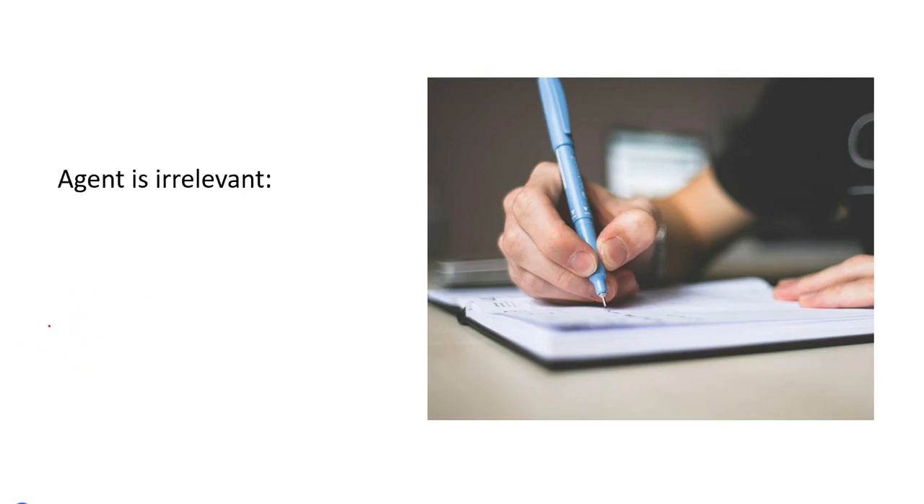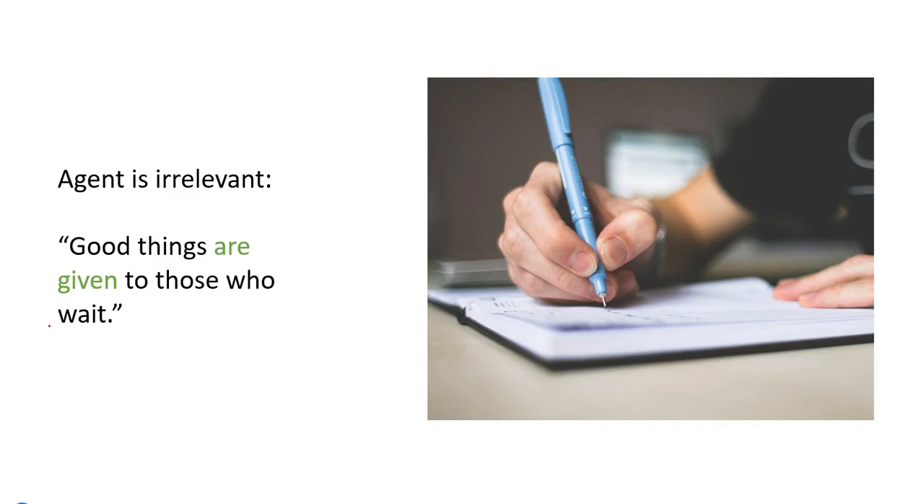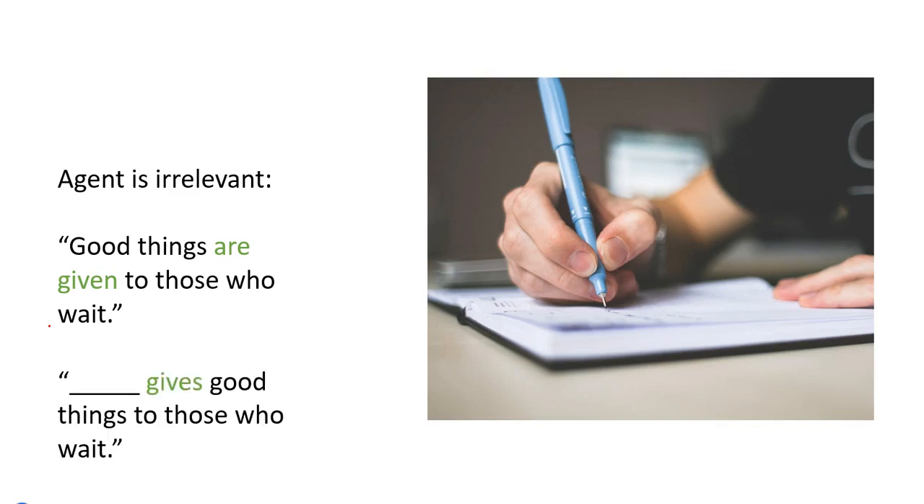Here's another example where the actor in the sentence, or the agent of the sentence, is not really needed. You don't really need to know it. It's irrelevant. So here we have our helper verb and our passive construction, are given. Good things are given to those who wait. Okay. What would it look like over here? It would be who gives the things to those who wait. Well, it doesn't really matter. That's not really why we're into this sentence. So it's more about talking about these good things and how they're given.